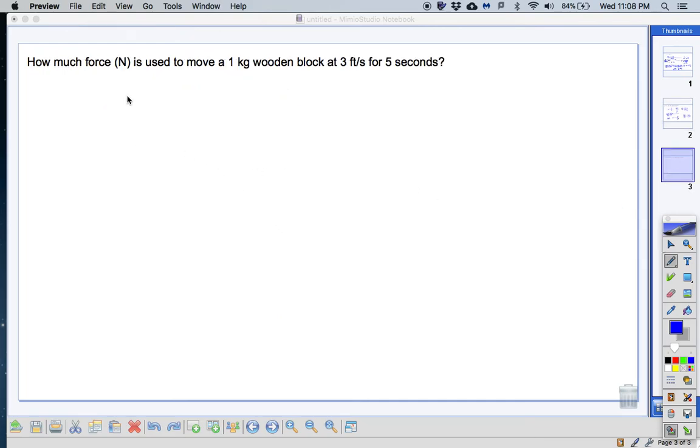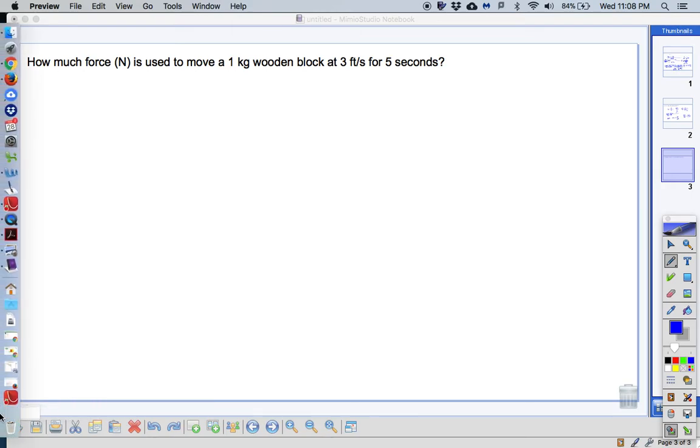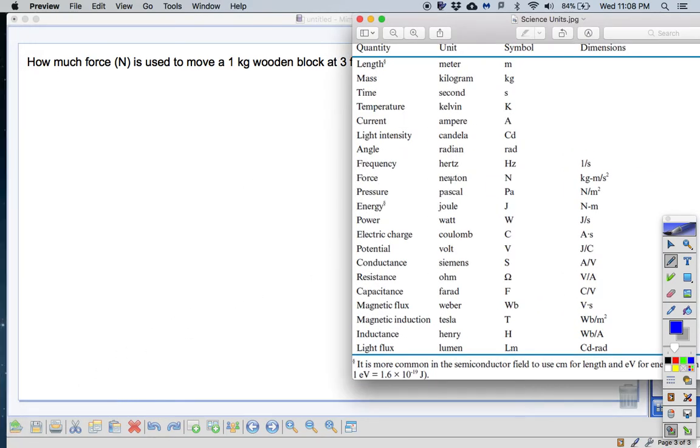So this one says, how much force in newtons is used to move a 1 kilogram wooden block at 3 feet per second for 5 seconds? Now, if we look back at the scientific units, we have this formula right here. It says 1 newton, I'm going to write it down for us. So we have 1 newton is the same as a kilogram times meter divided by second squared. So I need kilograms times meters over second squared.